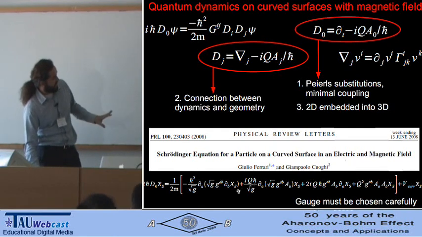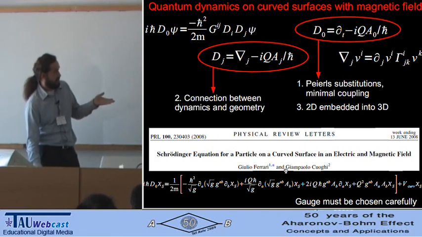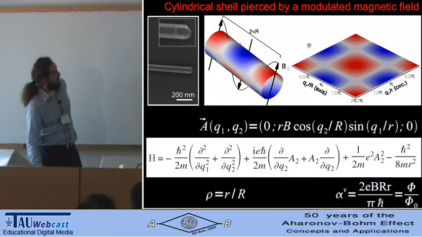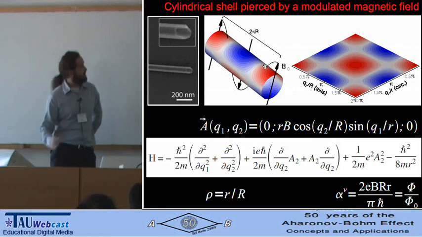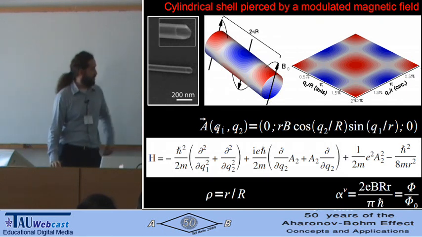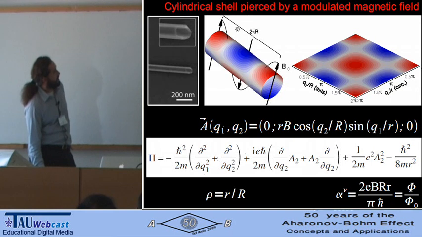So we have developed the general equation for any curved surface with electric and magnetic fields. The electric field is not a big problem. The big problem is the magnetic field. And we want to apply it to this simple geometry that is a cylinder. So we have nanowires, which we model by a cylinder, and we apply a modulated magnetic field. So you have a magnetic field perpendicular to the axis of the cylinder that is modulated spatially. And here you have the proper choice of the gauge, and then the Hamiltonian written here.